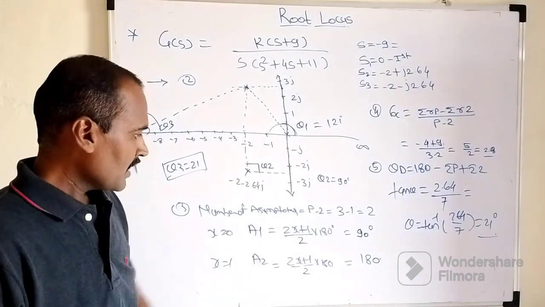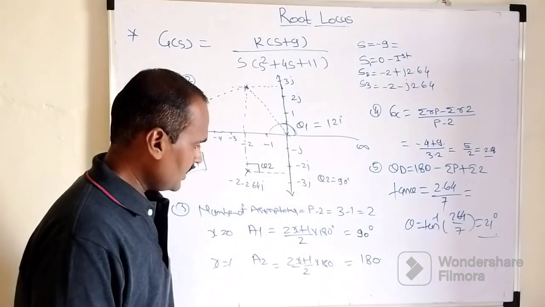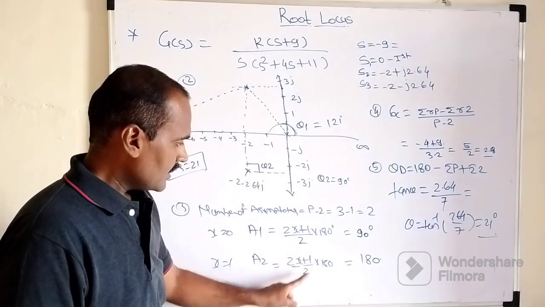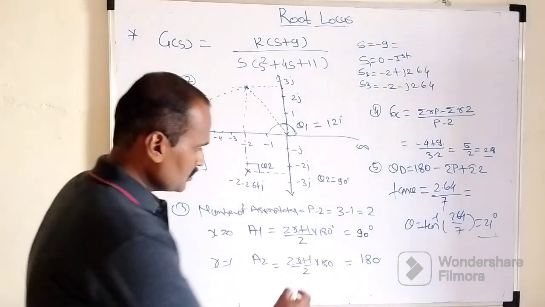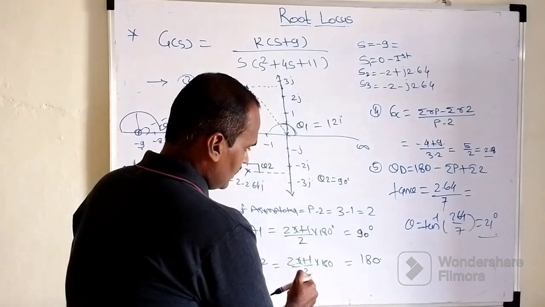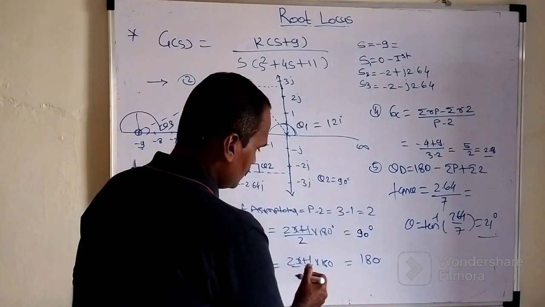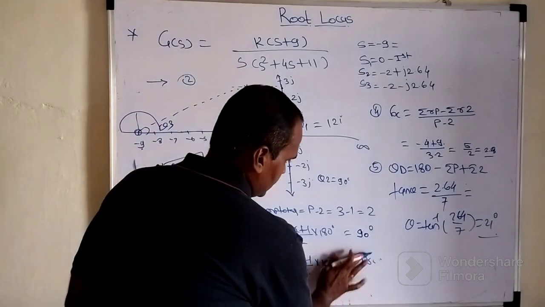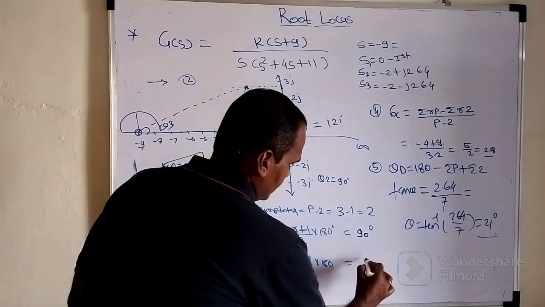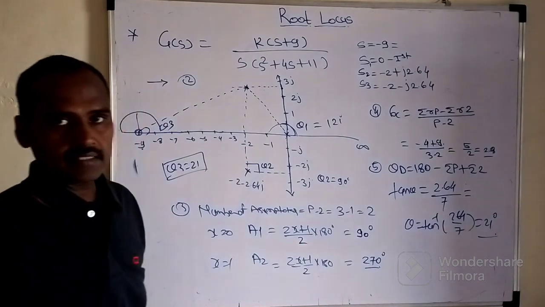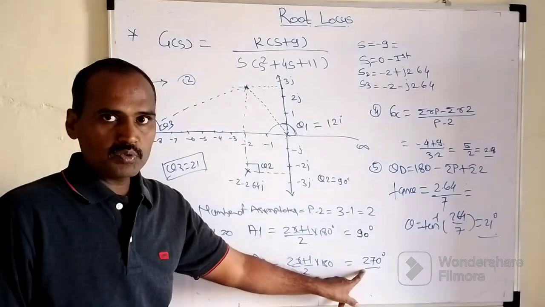Within that, the second angle of asymptotes is (2x plus 1) into 180 degrees divided by 2. So x equals 1. Here 2 plus 1 is 3, into 180 degrees divided by 2. So again 2 nines are 18, 9 into 3, 9 threes are 27, so 270 degrees. That will be angle of asymptote number 2.